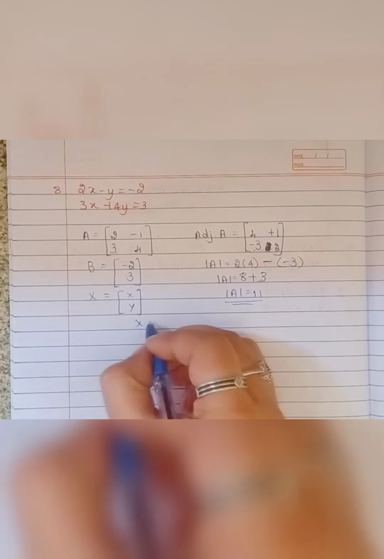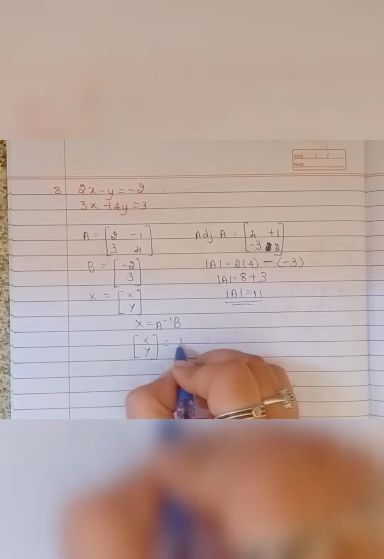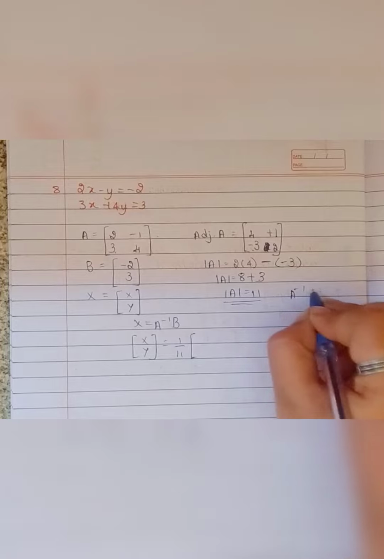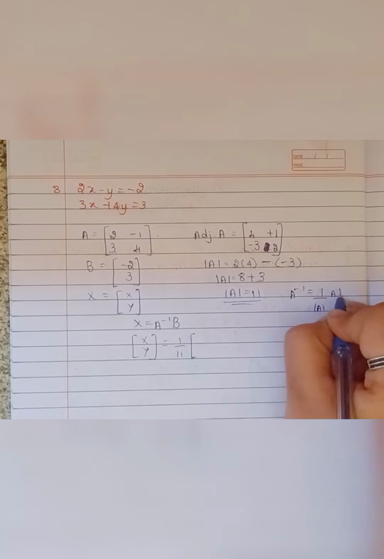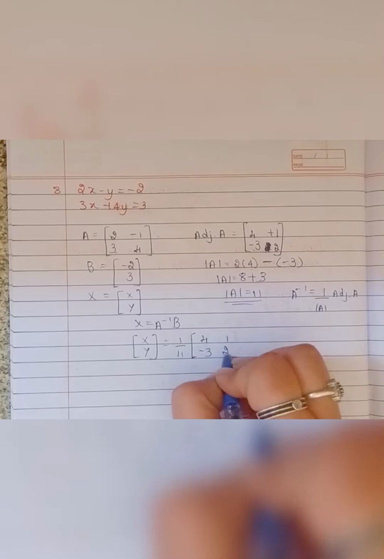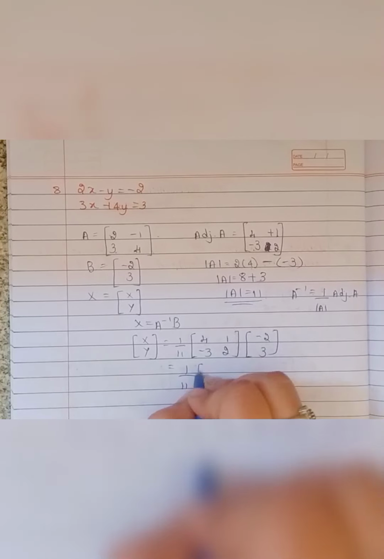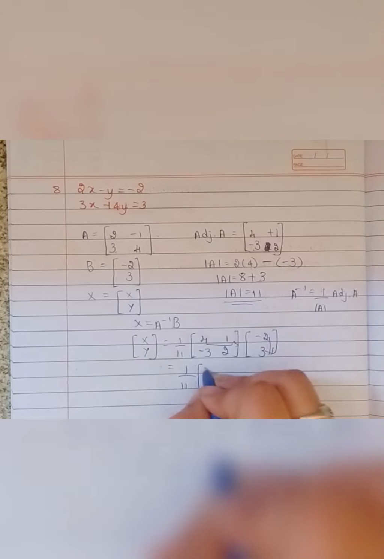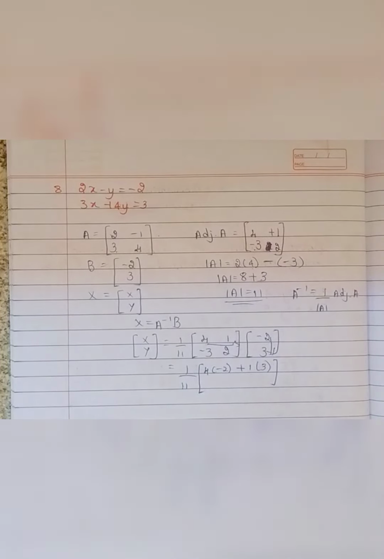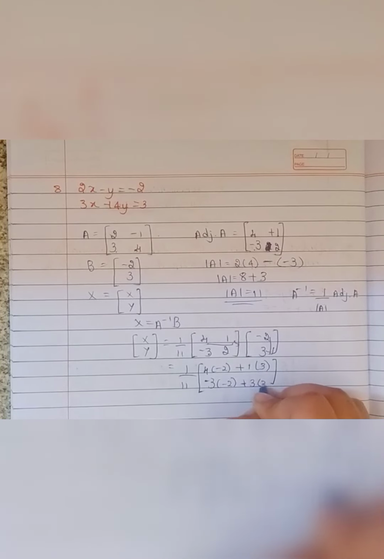Okay, plus 11. Now, X is equal to A inverse B. X is x, y. 1 by 11. A inverse is 1 by determinant A into adjoint of A. Adjoint of A is 4, minus 3, 1 and 2. B is minus 2 and 3. 1 by 11. 4 into minus 2 plus 1 into 3. Okay, and then minus 3 into minus 2 plus 3 into 2.